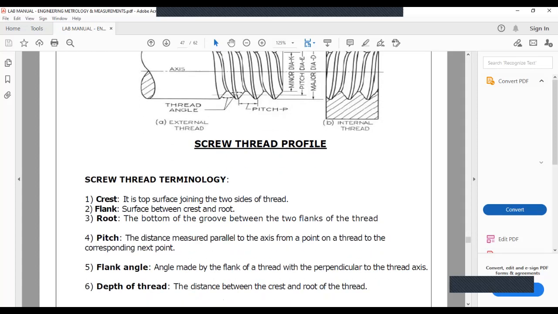Next, we are having the flank angle: the angle made by the flank of a thread with the perpendicular to the thread.